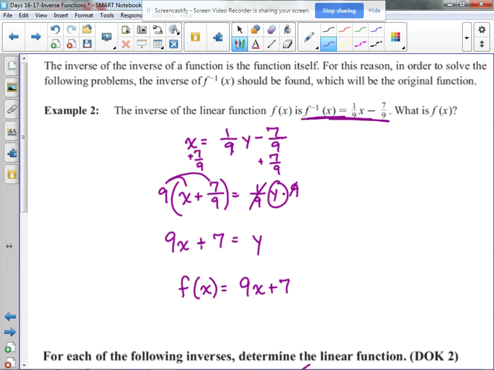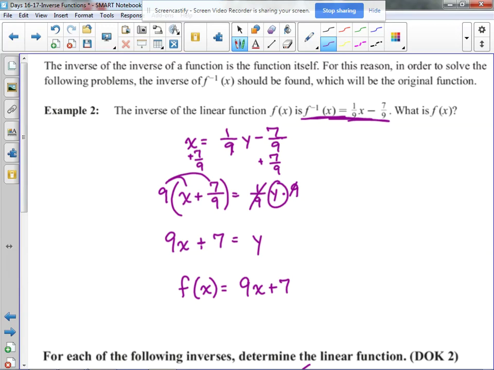And this is the inverse. They gave us the inverse. We found the inverse of the inverse, which is the original function. So exact same thing we were doing yesterday. It just looks a little different because they give you the inverse first and are asking for the original. But the process is exactly the same.